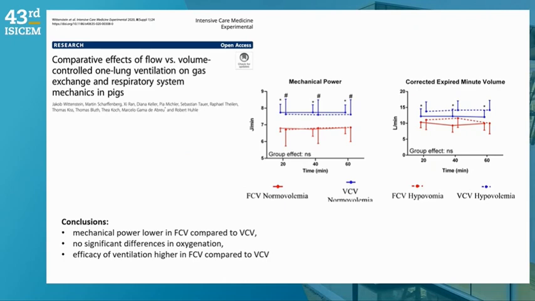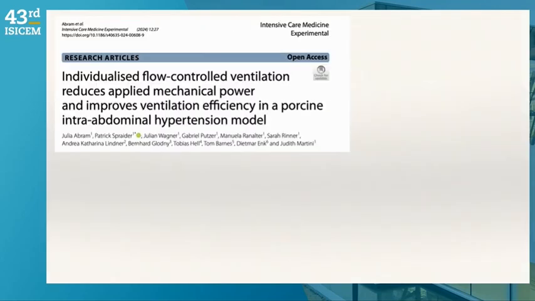Sometimes you have to ventilate one lung in cardiac surgery or thoracic surgery. You can apply lower mechanical power compared to volume-controlled ventilation, and the outcome in terms of gas exchange was similar. Also, they performed some EIT assessment, and it proved that the distribution of ventilation was also better, probably due to equalized emptying of the parts of the lung with different time constants.